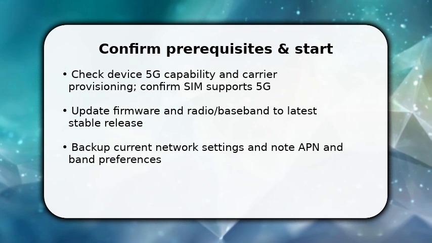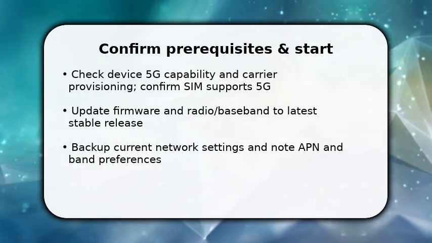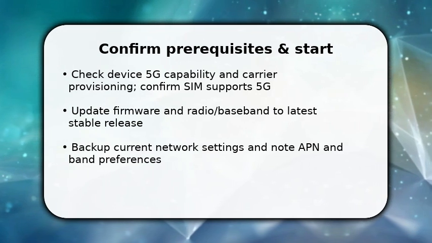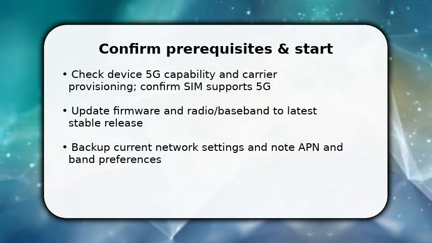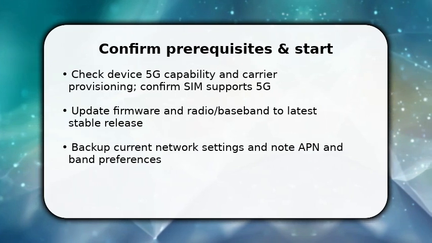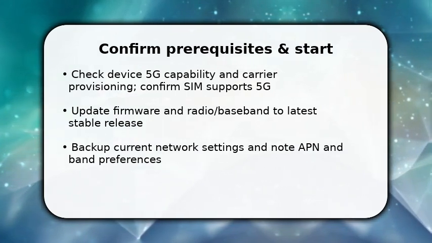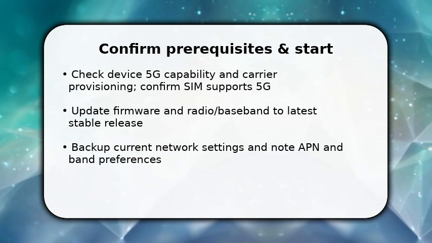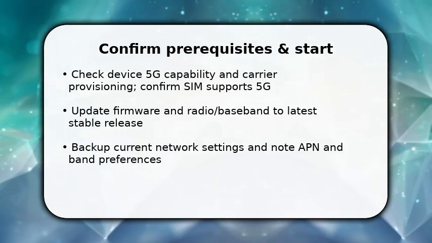Next, swap in a 5G capable SIM if needed and back up your current APN and network profile settings. This avoids lost configs. While doing these steps, keep a signal log or screenshot for later comparison, because you will need baseline performance data for tuning.